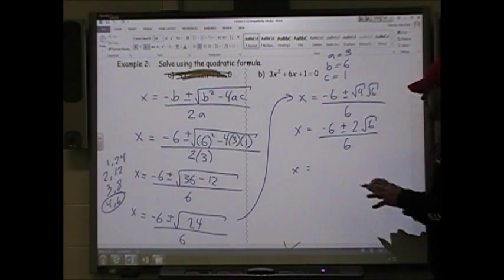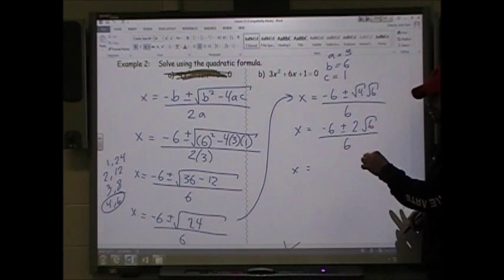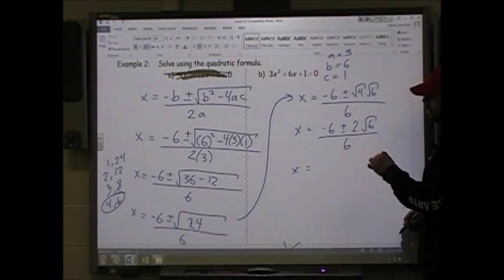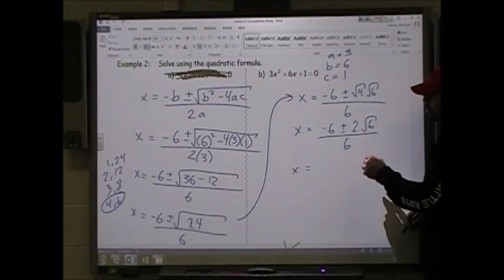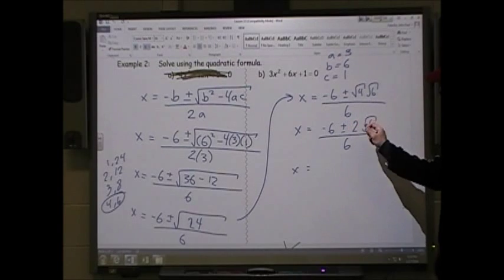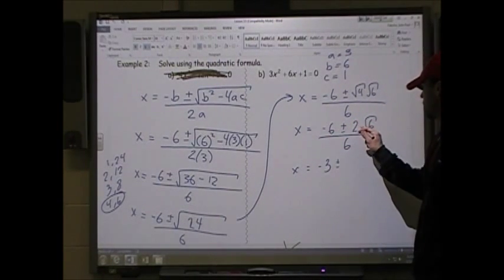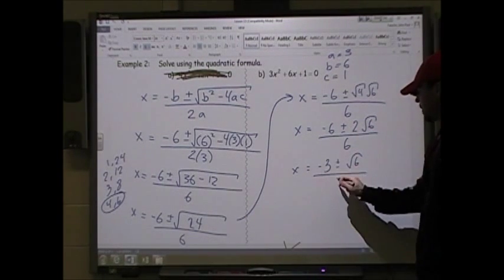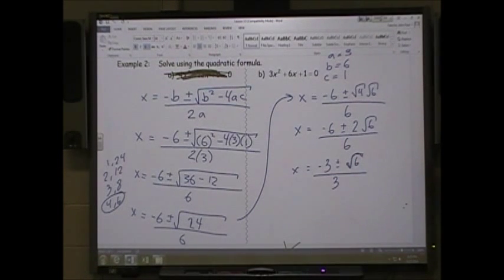See, every single number in this fraction, I can divide every single number by 2. It's very important that when you go to reduce something, you are able to reduce every single number by the same number. So if I divide every single thing by 2, negative 6 divided by 2 is negative 3, plus or minus 2 root 6 divided by 2 is just 1 root 6, and then 6 divided by 2 is 3. So this is the most reduced form of that now.